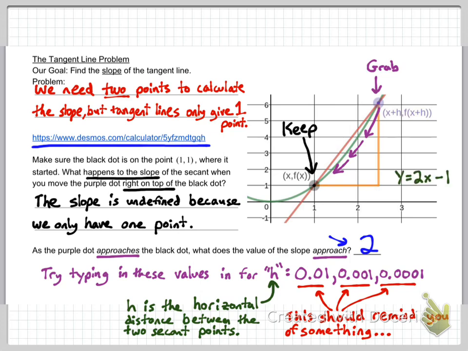Oh, before we do that, I wanted to write down the actual equation for the tangent line at x equals 1. Notice it's y equals 2x minus 1, so our approximation of the slope being 2 is actually correct. The slope is exactly 2 for the tangent line. And so we need to look at the algebra and figure out how we get that.